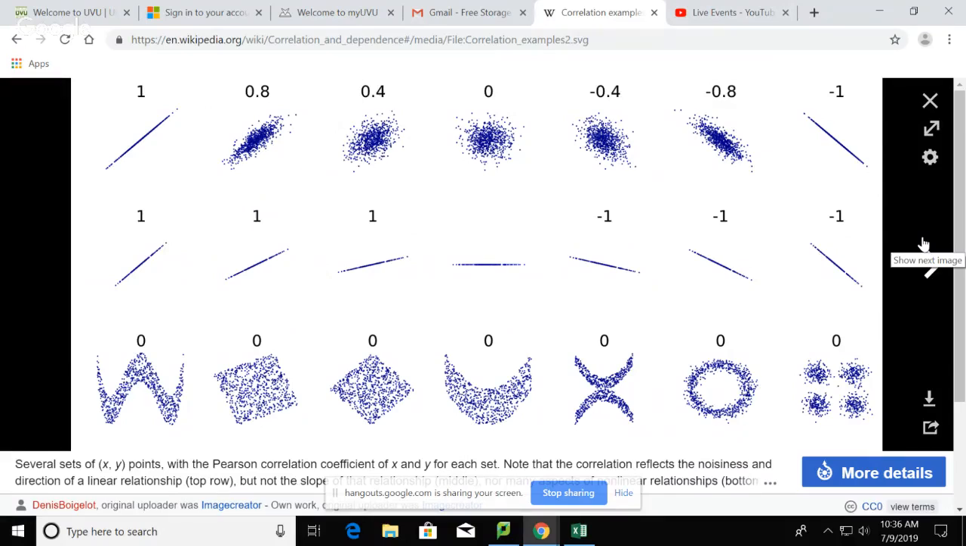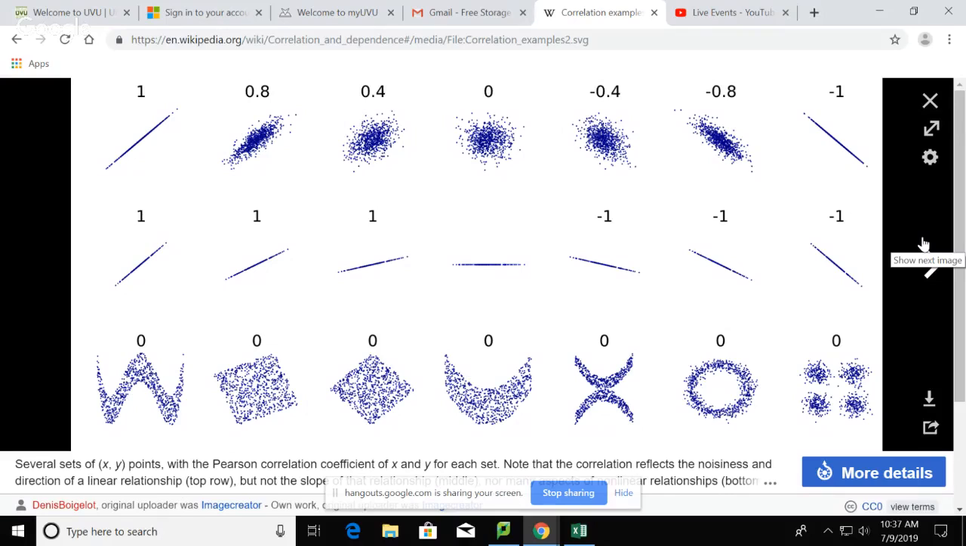And then we have the same thing in the negative direction. Okay? So 0.8 and -0.8 are equally strongly correlated. Just one's positive and one's negative. Does that make sense? And it doesn't really refer to slope, other than you're getting a direction.